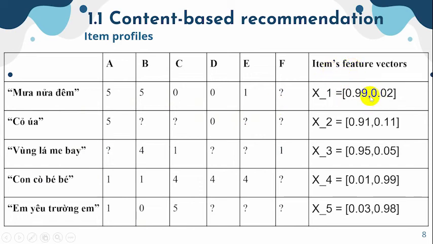We will build an item feature vector for each item, and over here we build a vector with two components. The first one represents the level of Bolero, and the second one represents the level of children's music. If the first one is high, that means the item belongs to the Bolero songs, and if the second one is high, the item belongs to the children's songs. This feature vector represents the item profile.